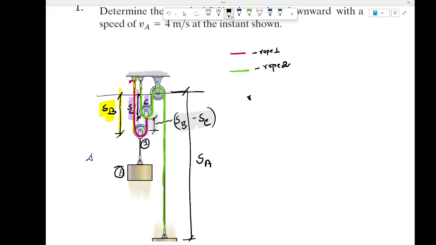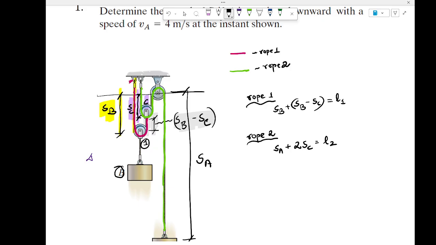All right, now we have two ropes. So rope 1 and rope 2. For those two ropes, we have two equations. Okay, for rope 1, we have this: SB plus SB minus SC equals L1. Do you guys agree? All right, for rope 2, can I write SA plus 2 times SC equals L2? That one is tricky to understand, why it is 2SC. Everybody can see that? The color code and everything?